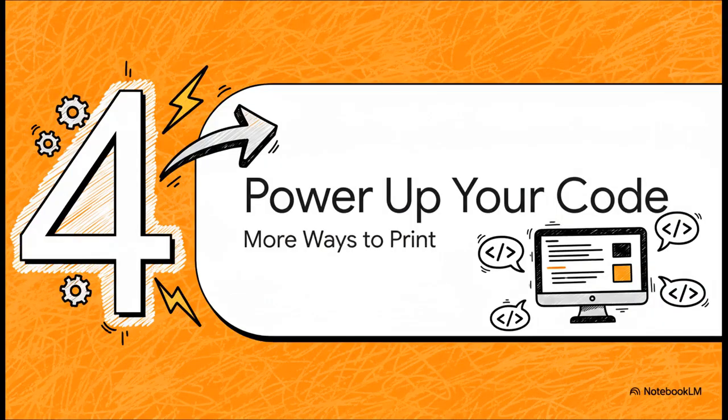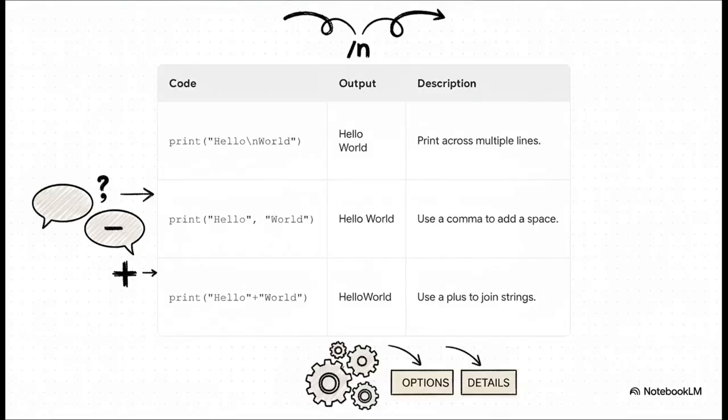Okay, we know how to print a basic message, but let's power up our output. There are a few clever little tricks we can use with the print function to get our text looking exactly how we want it. So Python gives you a few different ways to format your text. That little \n symbol creates a new line. Putting a comma between items automatically adds a space for you. And using a plus sign smushes 2 strings right together with no space at all. We call that concatenation. These little details give you so much control over how your program looks.